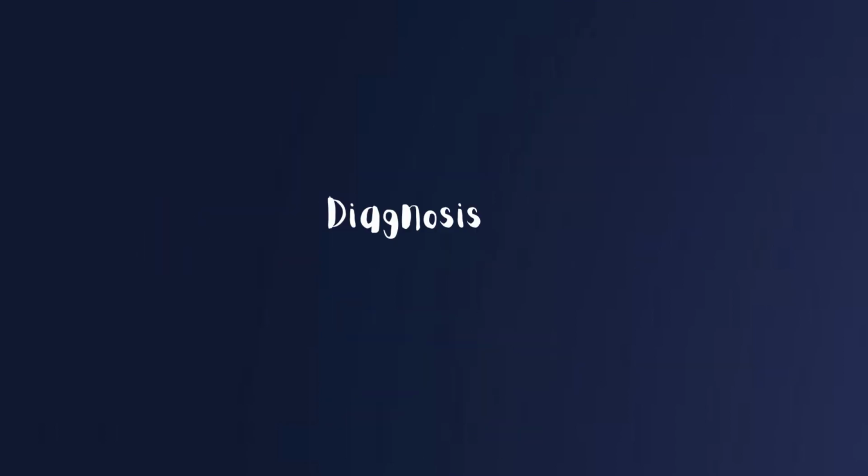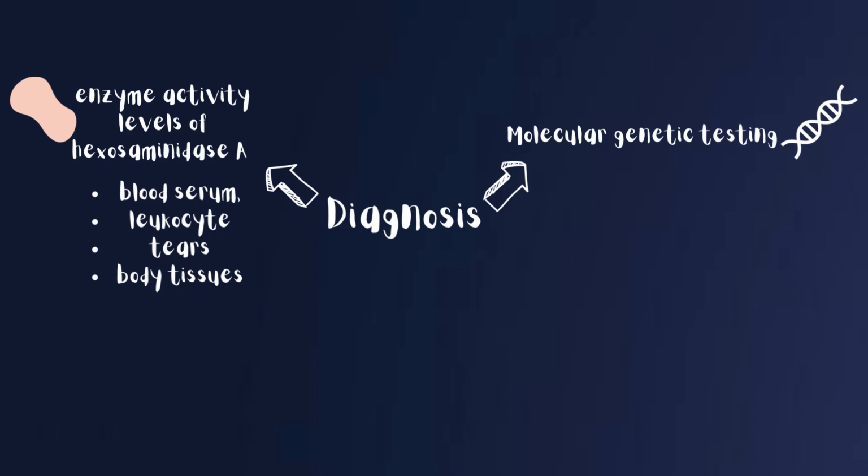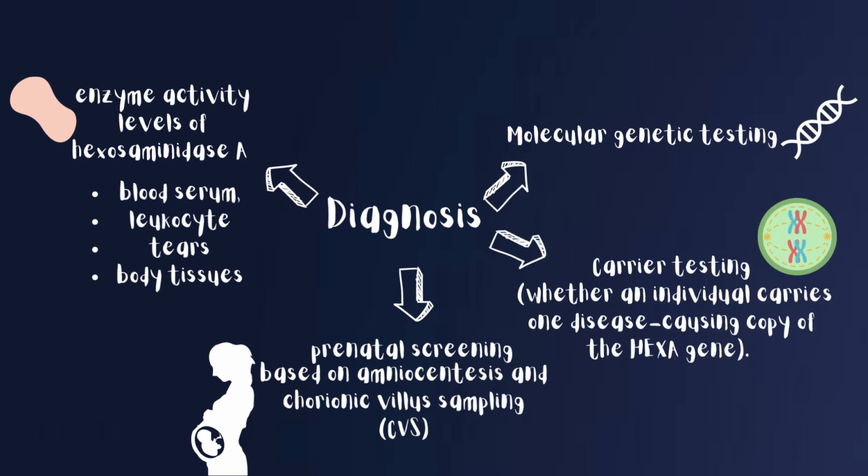The diagnosis of Tay Sachs disease may be confirmed by measuring the enzyme activity levels of hexosaminidase A from blood serum, leukocytes, tears, and body tissues; molecular genetic testing for mutations in the HEXA gene; and prenatal screening based upon specialized tests like amniocentesis and chorionic villus sampling (CVS). Carrier testing for Tay Sachs disease can be accomplished from a blood sample and determines whether an individual carries one disease-causing copy of the HEXA gene.